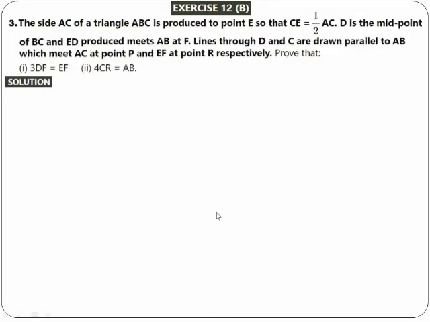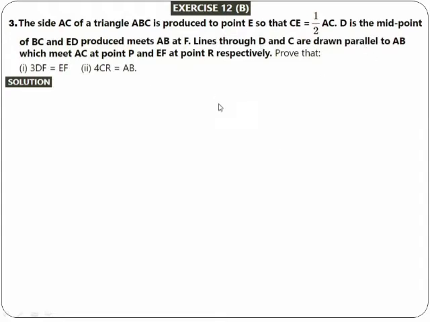Alright, so let's take question number 3. In this particular exercise, I'll be skipping most of the sums because most of the sums depend on the chapter on triangles, which we have not yet done. So we'll just see the problems where we make use of just the theorem, that is the equal intercept theorem. Now the question says the side AC of triangle ABC is produced to E.